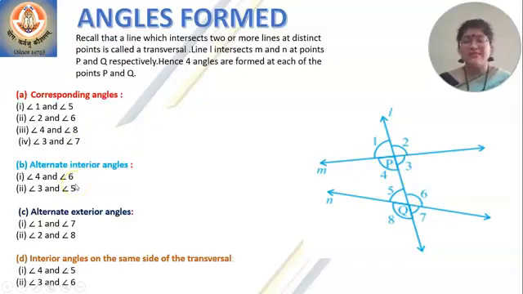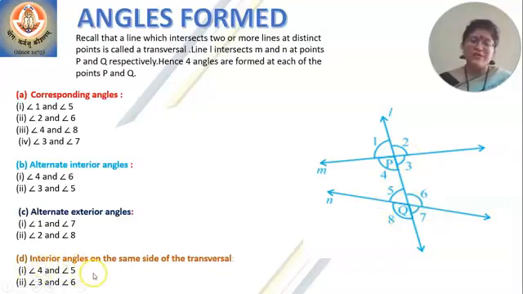Now, alternate interior angles. Alternate interior angles are angles which form a Z shape. So they are inside these two lines. They are sandwiched in between. So the alternate interior angles are angle 4 and angle 6, and angle 3 and angle 5. Alternate exterior angles lie outside this part. So you have angle 1 and angle 7, the extremes 1 and 7, and you have 2 and 8.